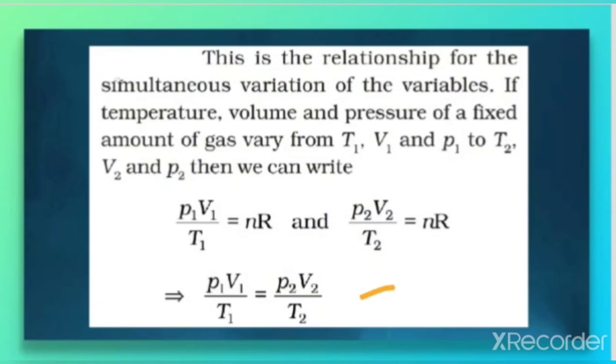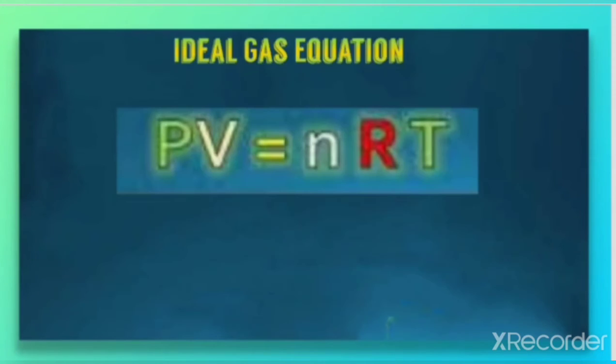This equation is useful because out of these 6 values, if 5 variables are known to us, then the value of the 6th one we can find very easily by this formula. This equation is also known as the combined gas law. So this is what we have discussed in the ideal gas equation, PV = nRT. So this is all about this video. Have a nice day.